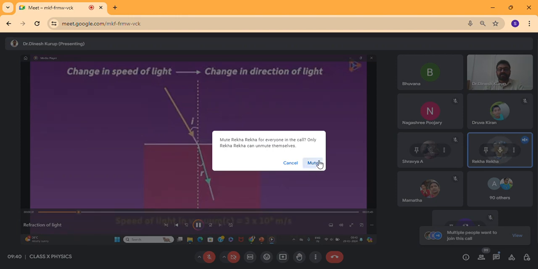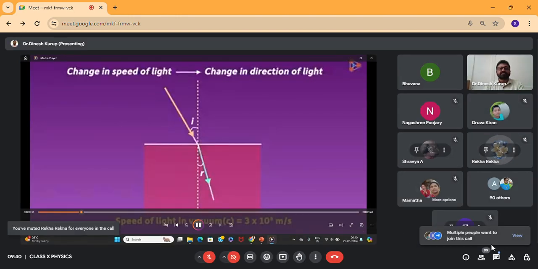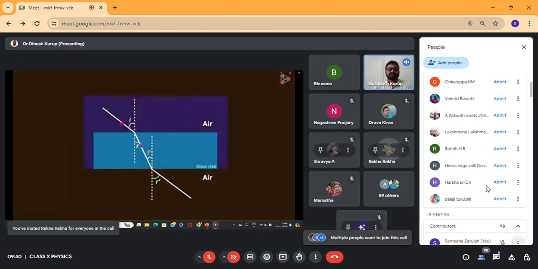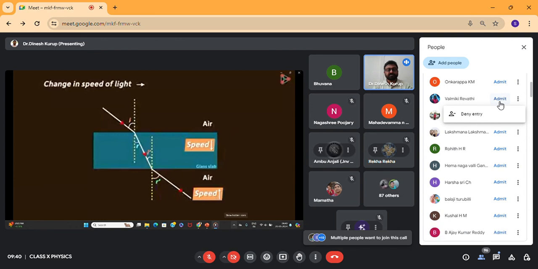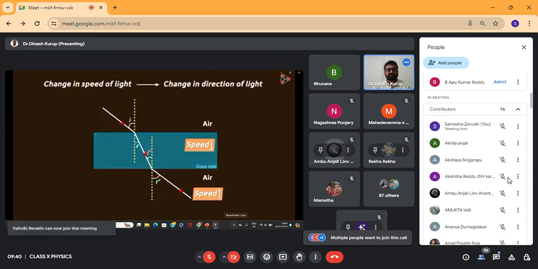It's valid against the speed of light refraction. When the light is entering into the glass, it travels at a lesser speed than in air, and when it goes from glass to air, its speed increases. So it's because of this change in speed that the direction of light changes.